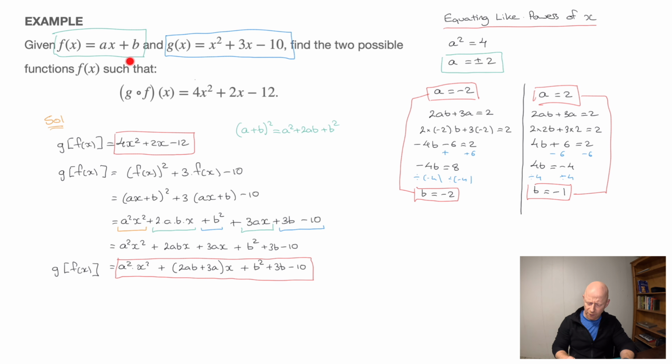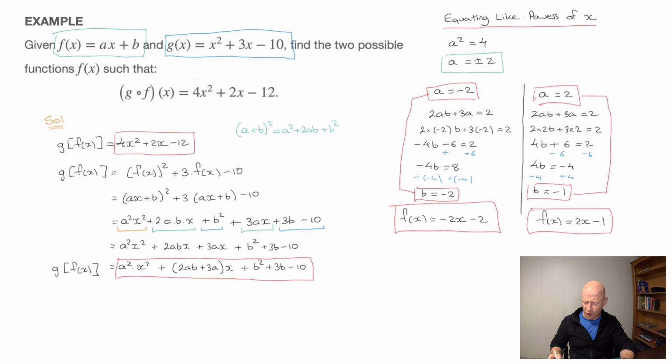And so going back to the fact that f of x equals ax plus b, this first possibility here would mean that f of x equals negative 2x minus 2. And the second possibility we just found here would mean that f of x is equal to 2x minus 1. And those are the 2 solutions. Indeed, provided f of x equals either negative 2x minus 2 or 2x minus 1, then g of f of x will equal 4x squared plus 2x minus 12. And as such, we're done.